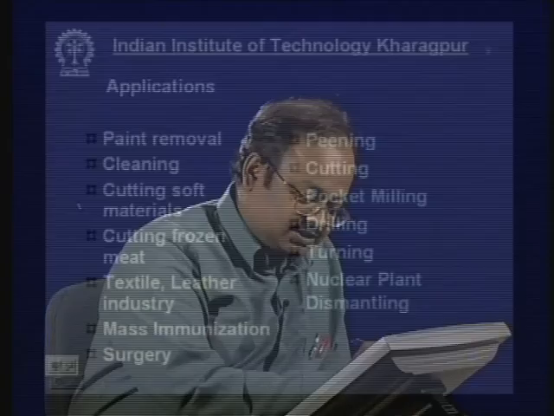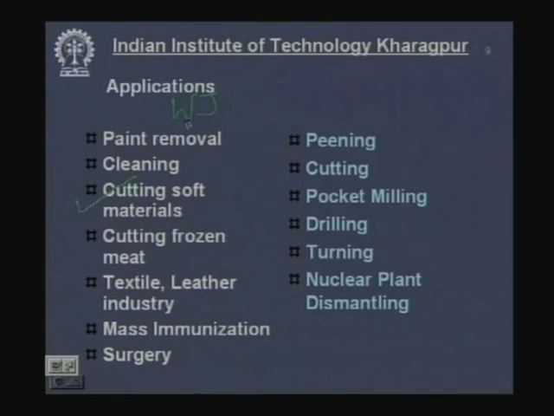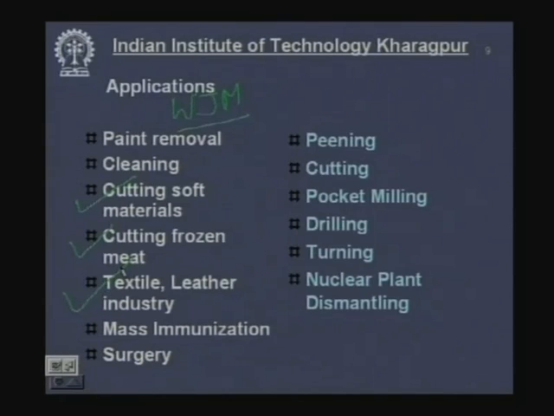Now, what are the applications? Once again, they are in two different colors. Water jet can be used for cutting soft material, only water jet, not abrasive water jet. Cutting frozen meat may not be a very relevant application for our country, but otherwise it is an application. It can be used for machining textiles, in the leather industry, and for paint removal. However, for paint removal you do not require 4000 bar, you do not require such a high pressure. You require around 200 to 500 bar, or else instead of removing the paint, it will remove the material itself. It can also be used for cleaning.